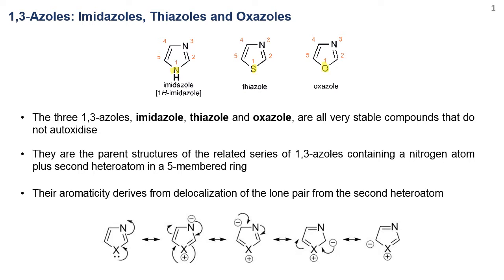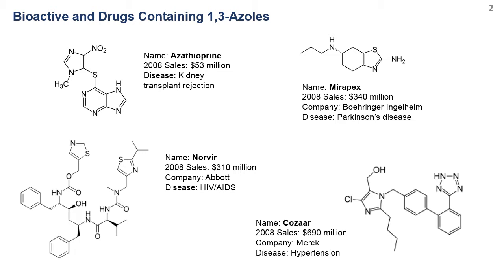As we mentioned in the first lecture, this nitrogen is not nucleophilic or basic because its lone pair is used in delocalization into the ring to make it aromatic. However, the lone pair of this nitrogen remains nucleophilic or basic because it is in an sp2 orbital that can be used to attack something else. Same for thiazoles and oxazoles. You may have seen some drugs that contain these 1,3 azoles, ranging from Parkinson's disease, HIV, and hypertension, and so on.